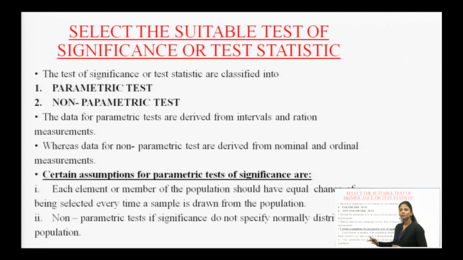Now, there are certain assumptions when we talk about parametric tests of significance. Each element or member of the population should have an equal chance to come out. That means, if we are taking 1000 people as a sample, all 1000 should have an equal chance to come out as a sample. So, from the population, each and every item should have an equal chance of being selected as a sample. And in non-parametric tests, the test does not specify a normal distribution population; it could be some other population distribution as well. We cannot take it as only a normal distribution population.